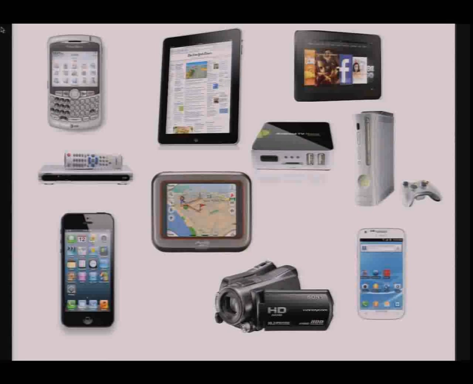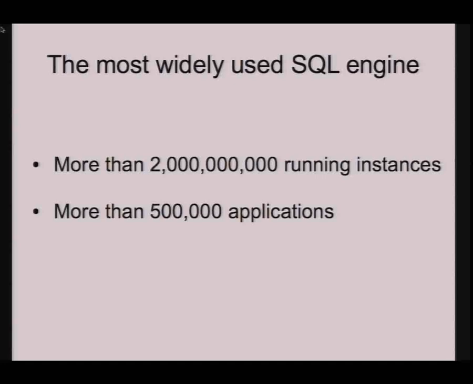It's a small embedded database, and like Postgres, it's open source, and so I don't really know how many versions are out there running, but if you count up the number of smartphones and the number of copies of Firefox and so forth, we think that maybe there's about 2 billion instances of SQLite running at any particular moment, and about 500,000 different applications that code to use SQLite. It's a huge user base. I did not really set out to do that, but it kind of worked out.